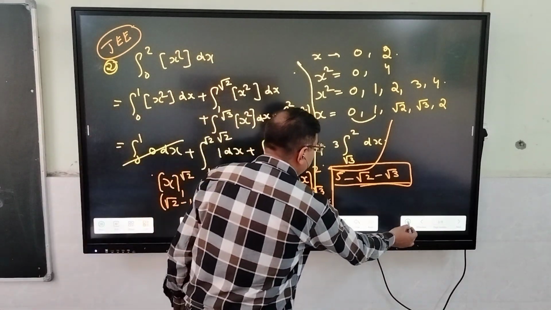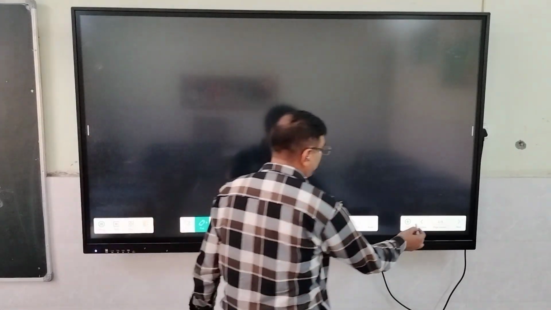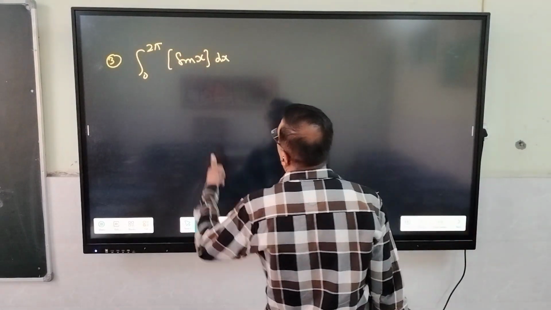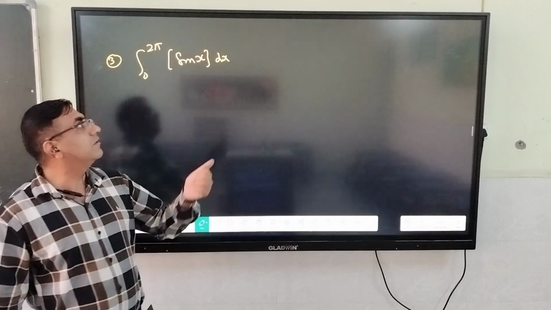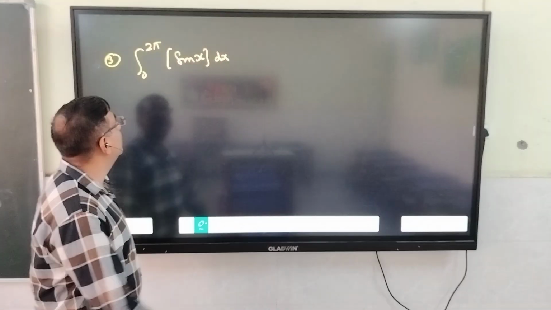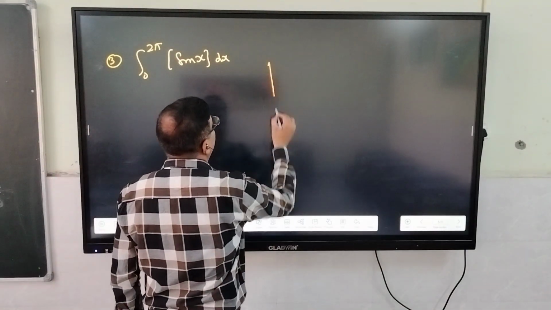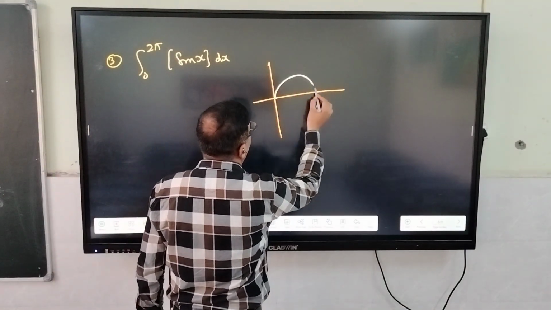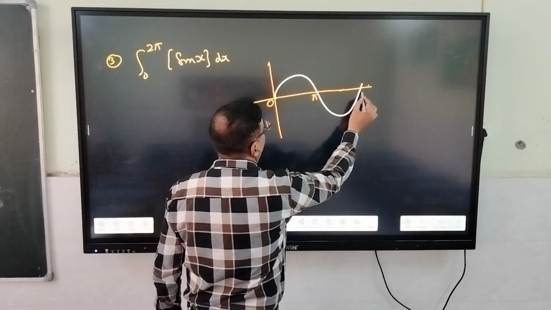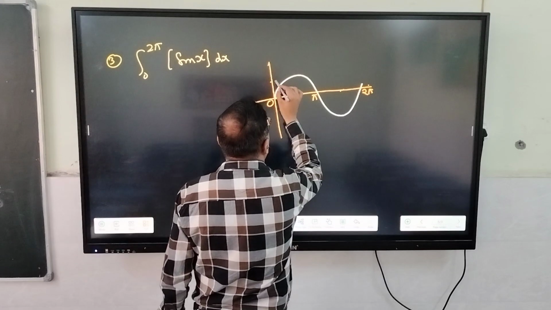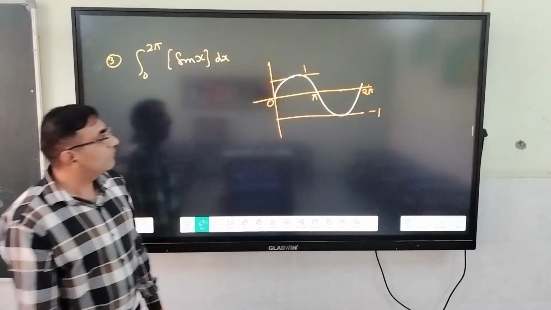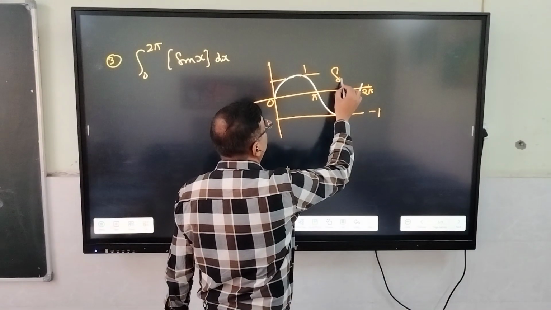We will move to the next question. This one is a little bit tricky but easy. If we draw the graph of sin x from 0 to 2 pi, its range will be 1 and minus 1. This is the graph of sine.